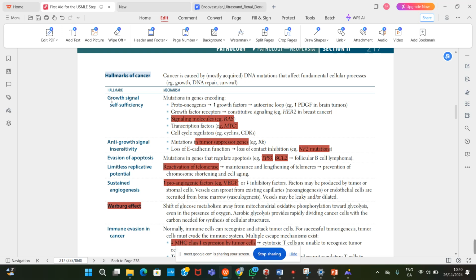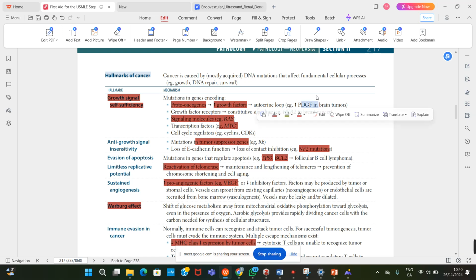So let us start with the first point, which is growth signal self-sufficiency. What they are trying to tell us here is that most of the tumors, depending on the type, have self-sufficient growth signals. That means that they don't need to be stimulated for them to grow. So let us look at the pathway for growth. Number one is the oncogenes, the proto-oncogenes. Proto-oncogenes are just like growth factors. For example, platelet-derived growth factor.